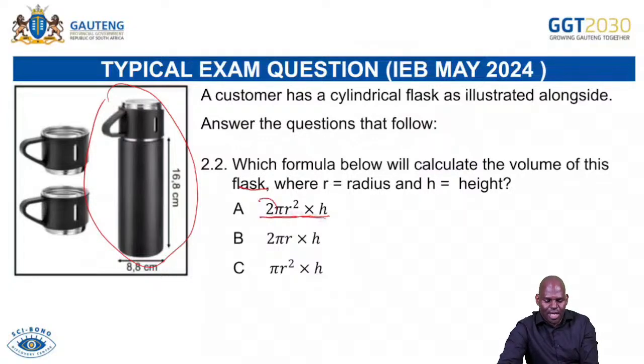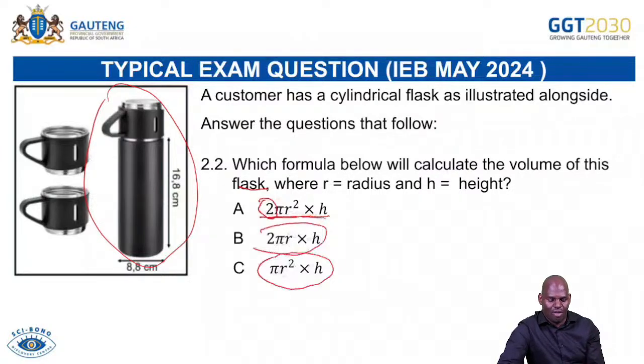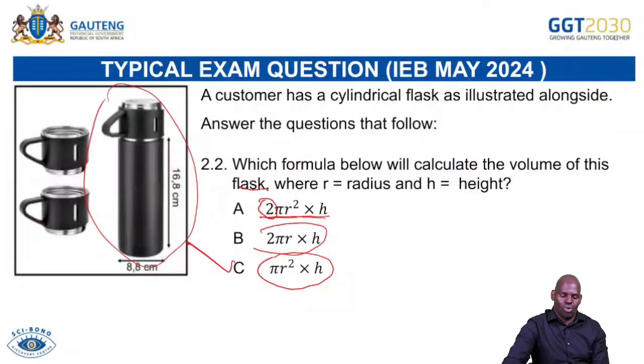Obviously the formula doesn't have 2 next to it, and we've got 2 pi r h. This one is also not correct, because you can see r is not even squared. And then we've got pi r squared h. So pi r squared h is the formula we use to calculate the volume of a cylindrical shape, and in this case the flask is in the form of a cylinder. So the answer in this case must be letter C. You only needed to choose the correct letter there.